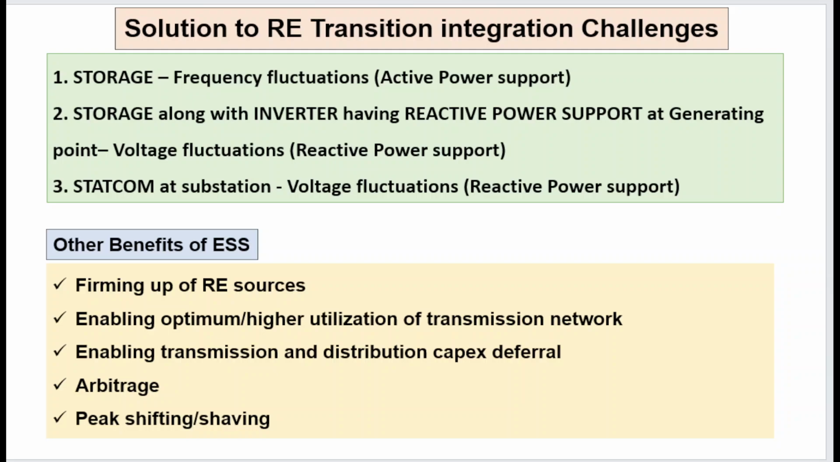Then through an example I can tell, like in RK Puram area, the cost of electricity is 20% cheaper during off-peak hours, and it is 20% higher during peak hours. So we will have a 40% difference if we are using a battery to supply peak hours and charging it during off-peak hours. Then peak shifting and peak shaving can also be done through energy storage systems. So basically during peak hours we will supply the electricity from the energy storage systems.